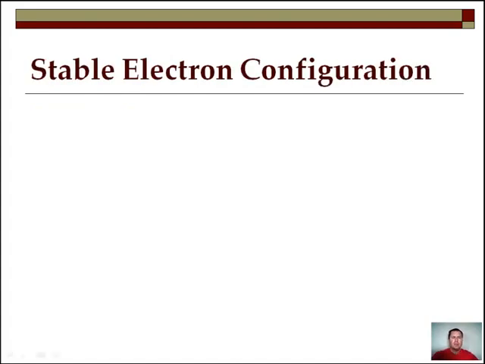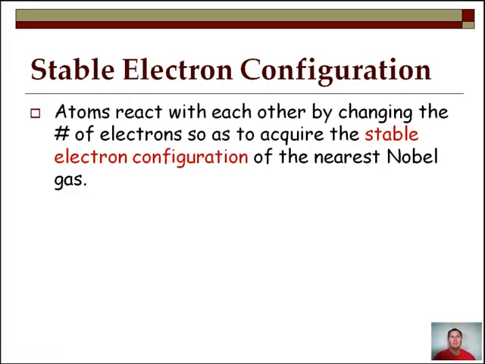Okay, the reason valence electrons are important is that all elements want to have a stable electron configuration. It makes them happy. What we mean by this is atoms tend to react with each other by changing the number of electrons so as to acquire what we call a stable electron configuration of the nearest noble gas. So they want to look like their nearest noble gases. If we look at all our noble gases except helium, they have 8 valence electrons. So atoms or elements are either going to gain electrons to become like the one in front of them, or they're going to lose them to become like the noble gas behind them.